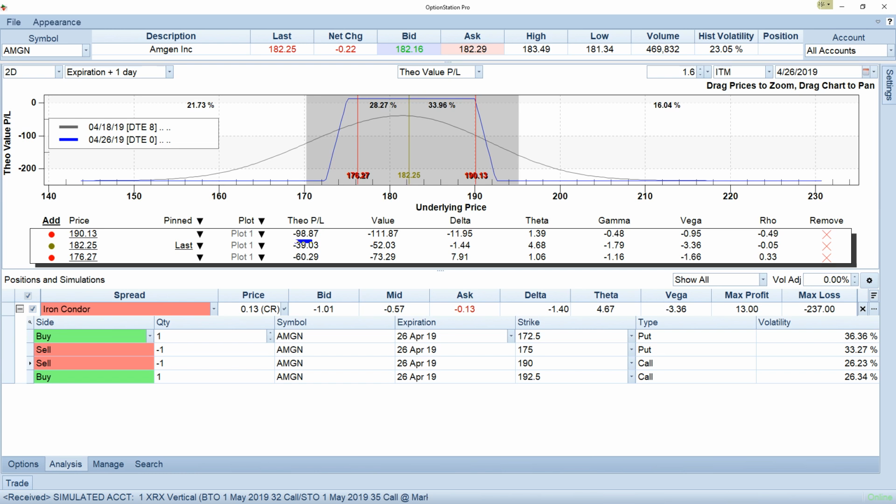So notice how if you were to be stopped out above, which we'll talk about in a minute, by the way, because you could trade the condor with or without stops, I want to give you more insights into that.